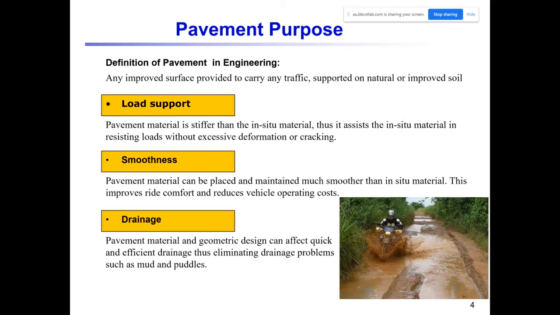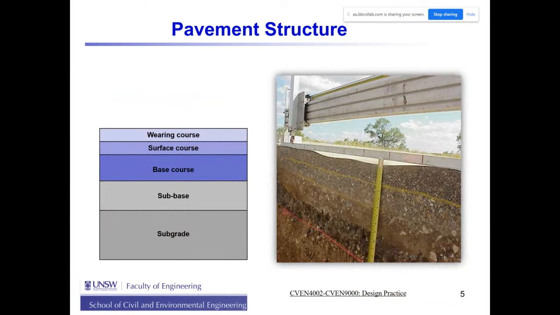If we don't design, we can't have such a situation, right? So in order to provide a smooth surface, a good drainage boundary condition, and also properly transfer the load to the lower layers of the soil, we need to design pavement. Here you can see the structure of a flexible pavement. At the bottom, we have the subgrade. This subgrade can be a natural soil, a stabilized soil, or other types of material.